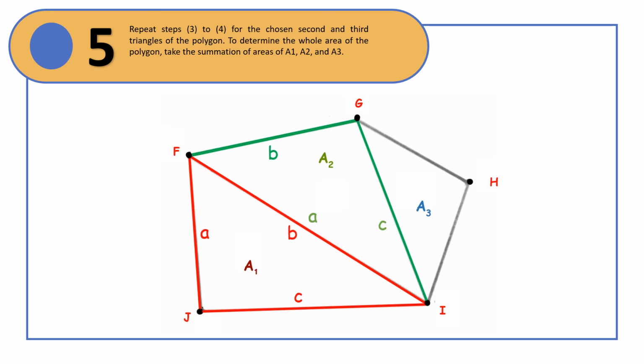Step 5. Repeat steps 3 to 4 for the chosen second and third triangles of the polygon. To determine the whole area of the polygon, take the summation of areas A1, A2, and A3.